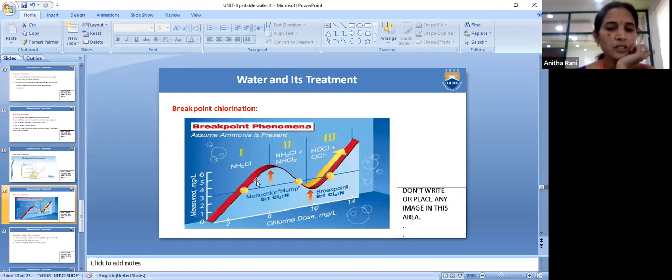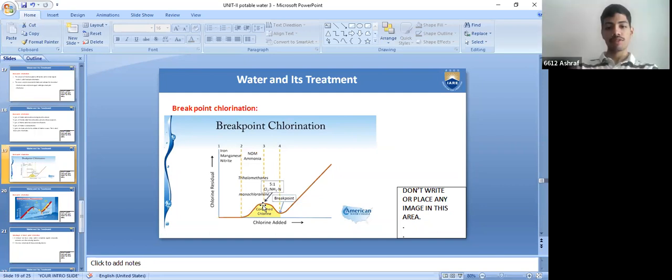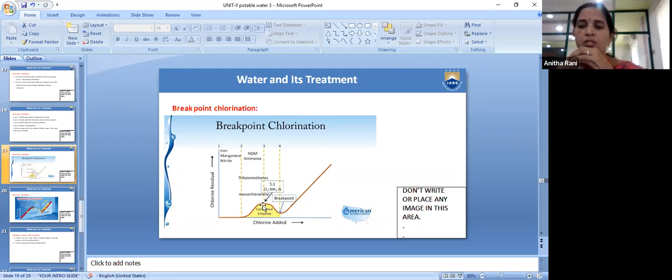Why is the curve increasing here? Tell me. Initially, you won't observe anything. But here the curve is increasing. For example, from 2 grams of chlorine to 3 grams of chlorine, you can see the curve is increasing. Why? This is important. It forms chloramines and other chloro compounds in water.